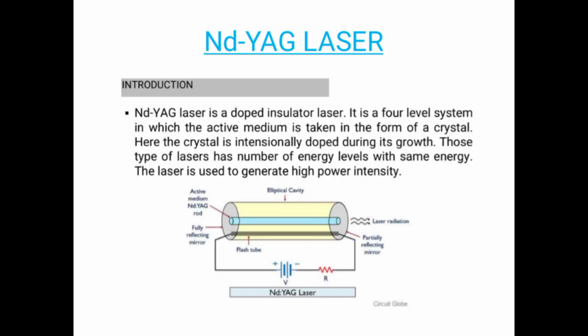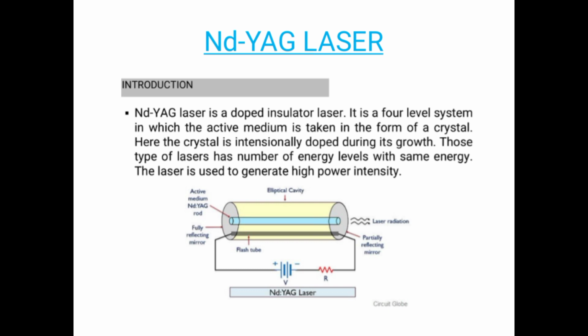So now we can talk about the Nd:YAG laser. This is one type of laser, that is neodymium yttrium aluminium garnet. This is shortly called an Nd:YAG laser. So the Nd:YAG laser is a doped insulator laser.